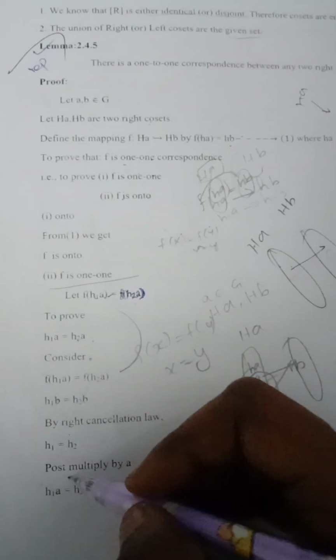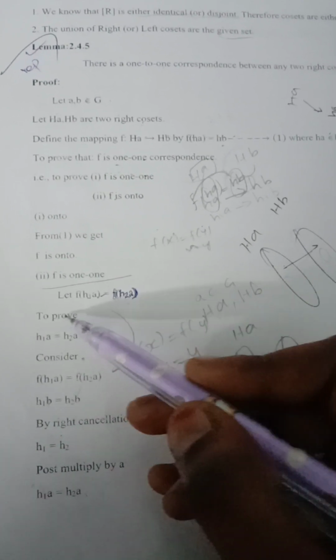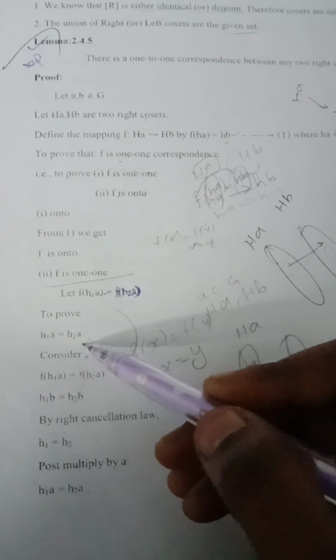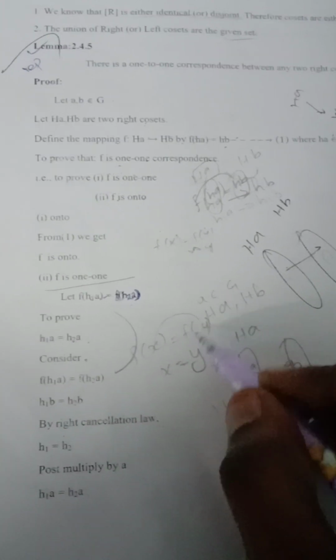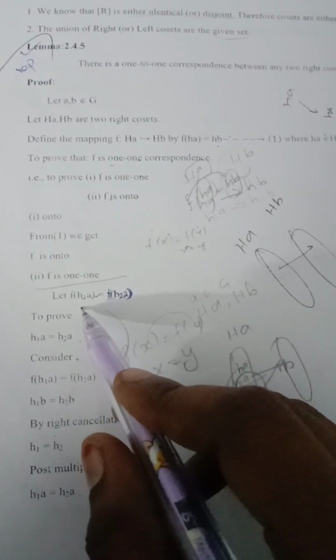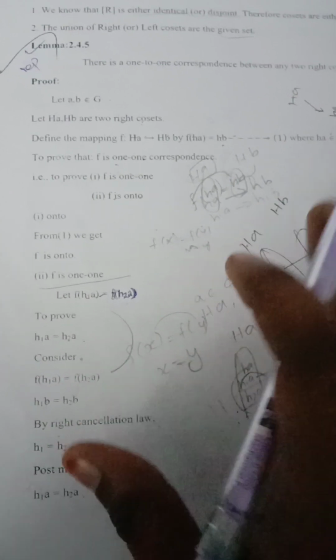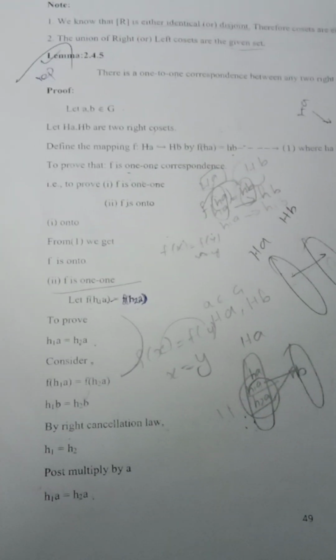Then we have proved that if we take f(h1a) = f(h2a), then h1a = h2a. That is, f(x) = f(y) implies x = y. So it satisfies the one-to-one function. From the definition also it satisfies onto. So f is one-to-one and onto. So f is a one-to-one correspondence between the right cosets of H in G. Hope you all understand, and thank you.